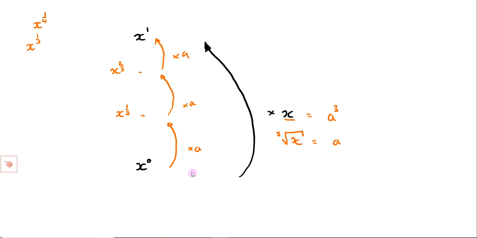So therefore, x to the power of 0 is 1. 1 multiplied by the cube root of x is the cube root of x. Simple as that. What would the next one be? Well, what do we get if we multiply the cube root of x by the cube root of x?